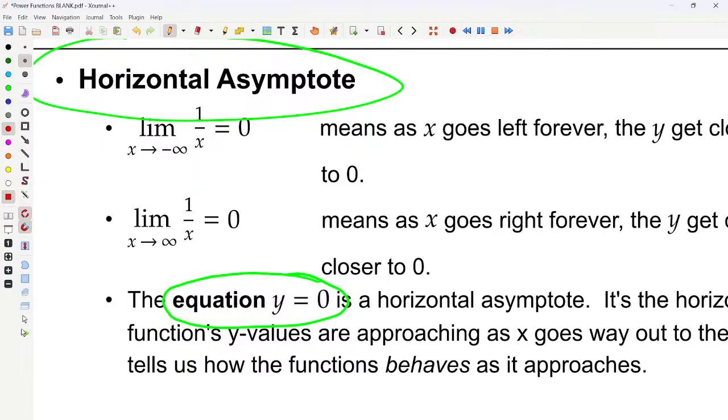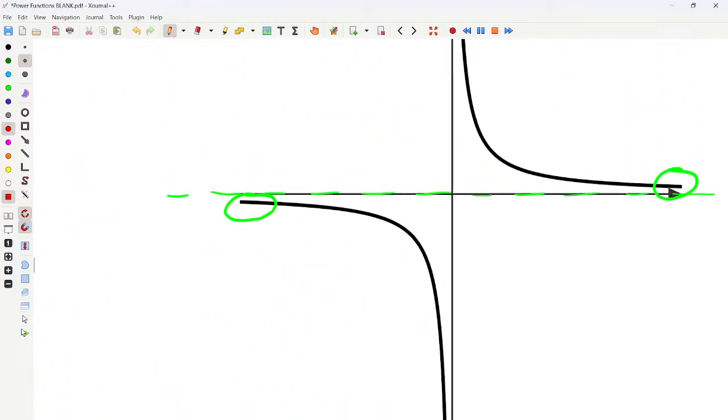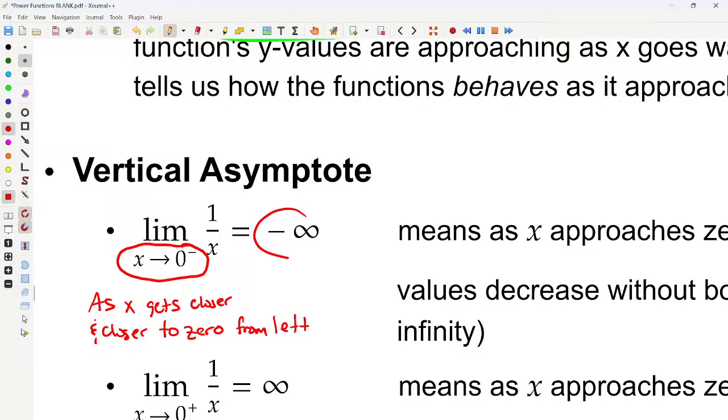That one meant as x moves further right. Now we're saying as x, not on its ends, approaches a number. So looking at this graph, that means as the x values get closer to 0, what's the graph doing in this area of numbers? What are the outputs doing? Go on the left side, what is it doing? Negative infinity. It's going downwards.